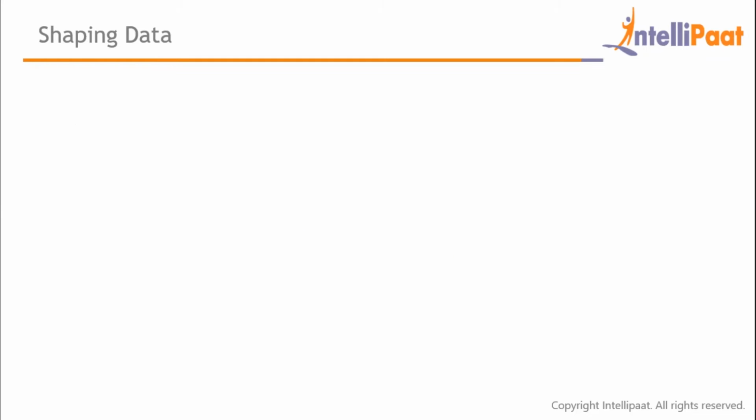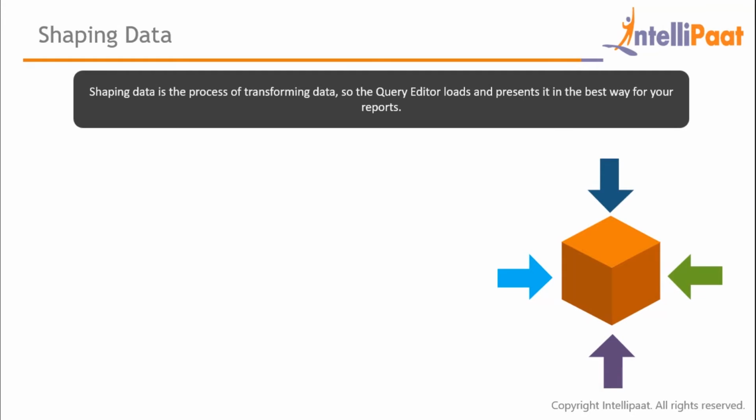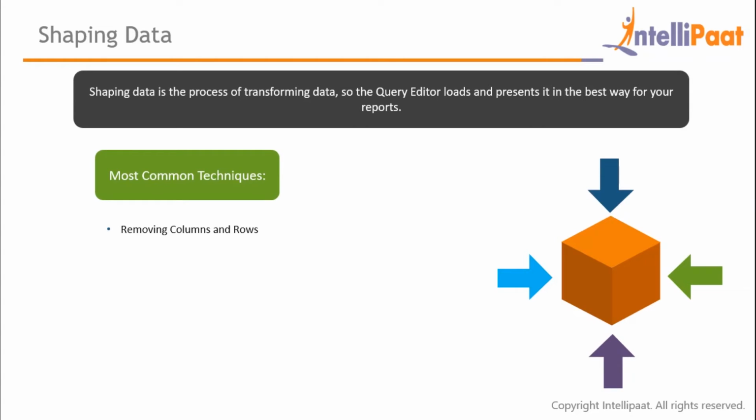Let's move on then. What is shaping data? It is the process of transforming data so that it becomes best for your reports. This can be done implicitly in Power BI. The most common techniques of shaping data are removing columns and rows, renaming them, modifying data types, adding columns and indexes, and applying a sort order.